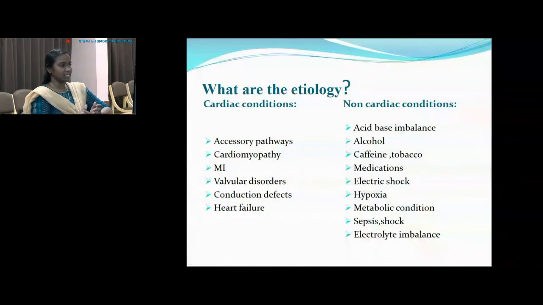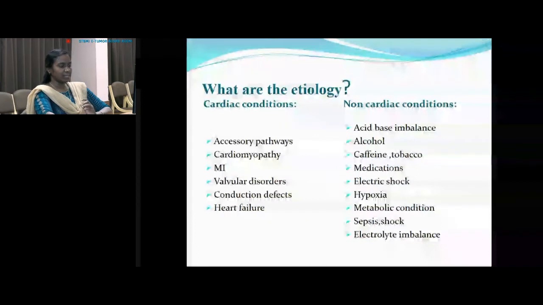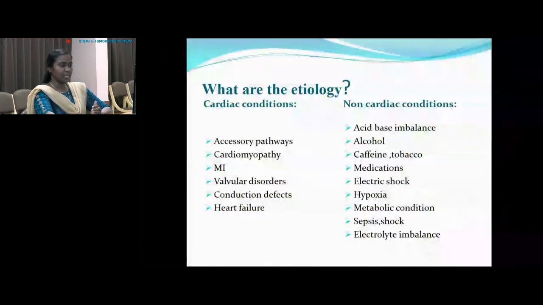When you see the non-cardiac conditions, acid-base imbalances, alcohol, caffeine, tobacco, and some medications can cause dysrhythmias, like digoxin toxicity and other medications such as CNS suppressants, electric shock, hypoxia, metabolic conditions, sepsis, shock, and electrolyte imbalances. Under electrolyte imbalances, mostly hyperkalemia, hypokalemia, hypomagnesemia and hypercalcemia. All of these electrolytes play an important role in the normal rhythmic activity of the heart.